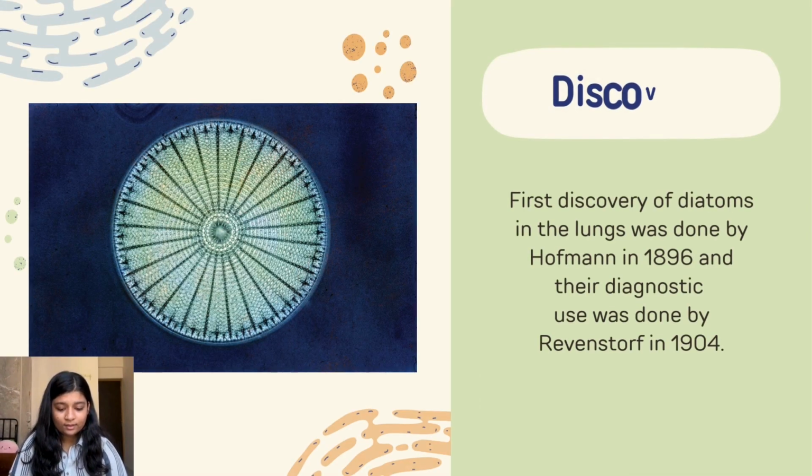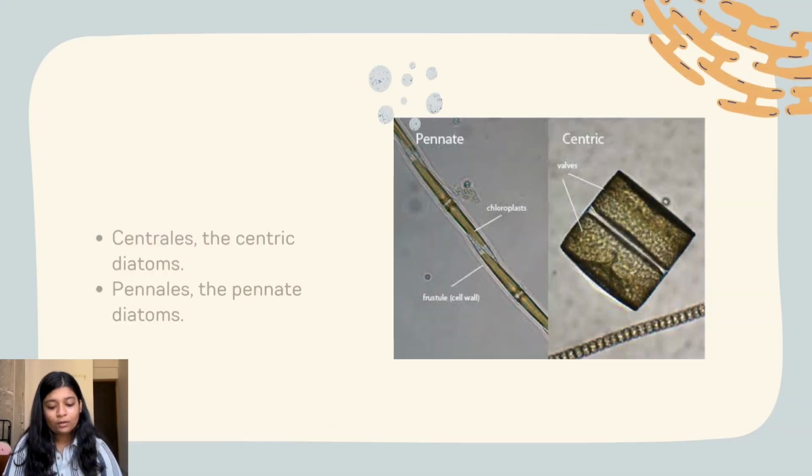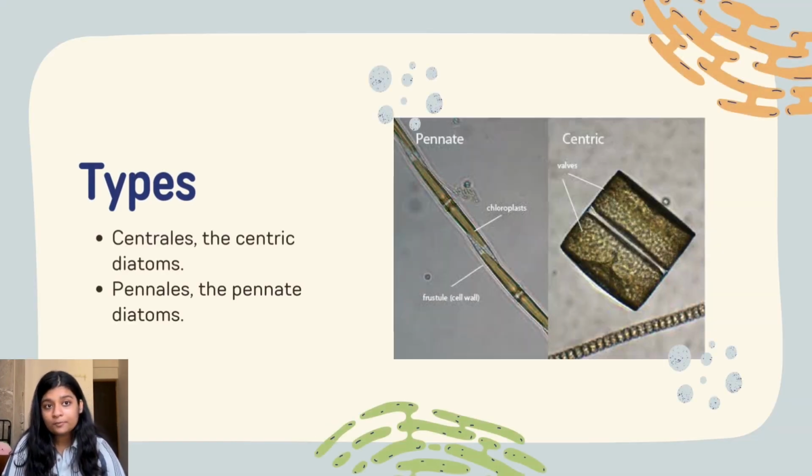Talking about the discovery of it, it was first discovered in lungs by Hoffman in 1896, and the diagnostic was done by Revenstorf in 1904. Talking about the types of diatoms, there are mainly two types, that is Centrales, the centric diatoms, and Pennales, the pinnate diatoms.